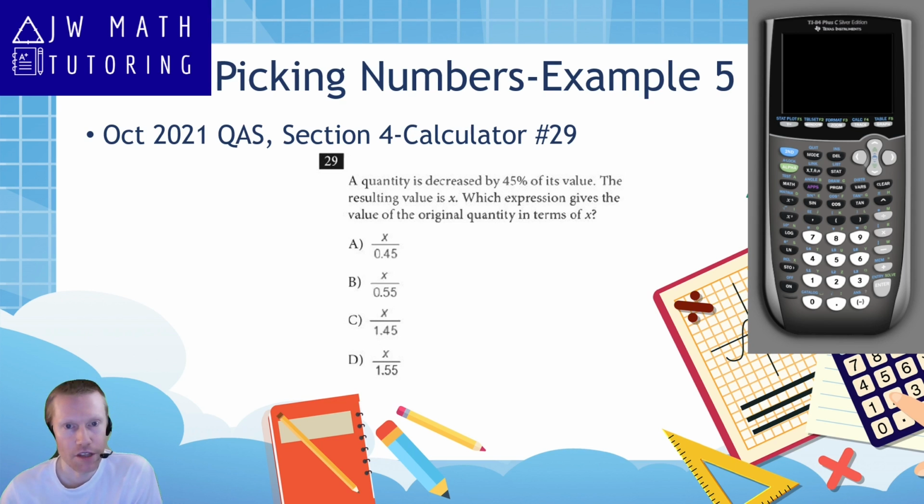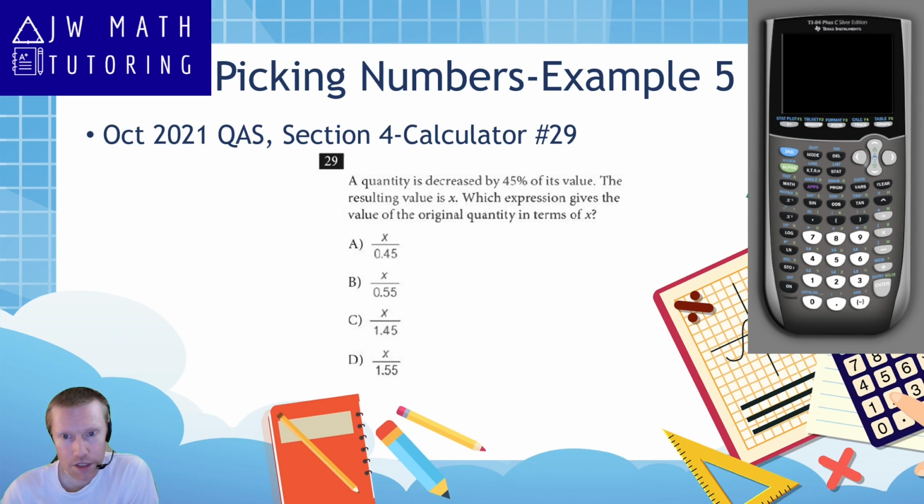Now, the last example here is from the October 2021 QAS. It's from section 4, calculator section, problem number 29. Basically, what you have here is just a single number being decreased by some percentage, and it tells you that the value you get after the decrease is just x. Then it wants to know what the original number is equal to in terms of x.